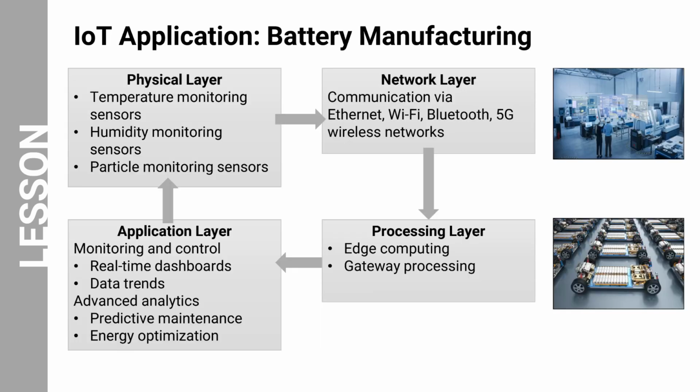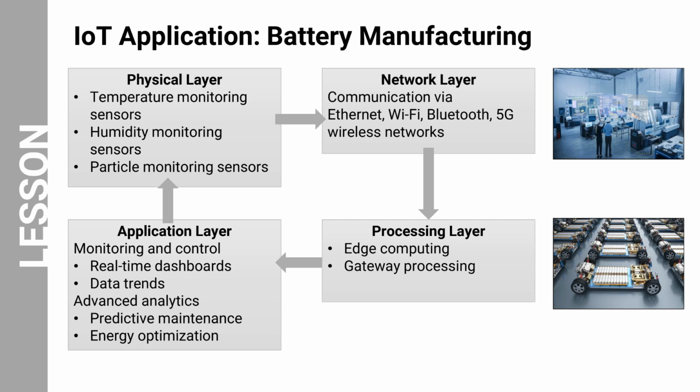Here's an example where IoT is implemented for EV battery manufacturing, grouped into the four layers as discussed earlier. The physical layer comprises various sensors strategically placed throughout the cleanroom environment. These include temperature monitoring sensors, maintaining precise conditions, humidity monitoring sensors, and particle monitoring sensors that track air quality at the microscopic level. The network layer serves as the communication backbone, utilizing a hybrid approach of Ethernet, Wi-Fi, Bluetooth, and 5G wireless networks depending on the availability.